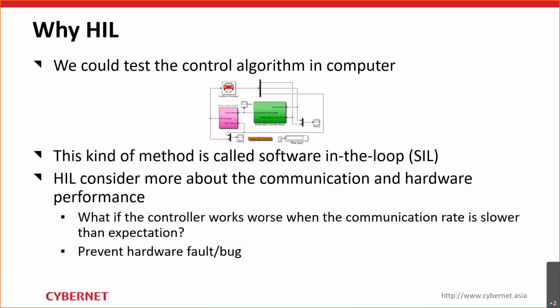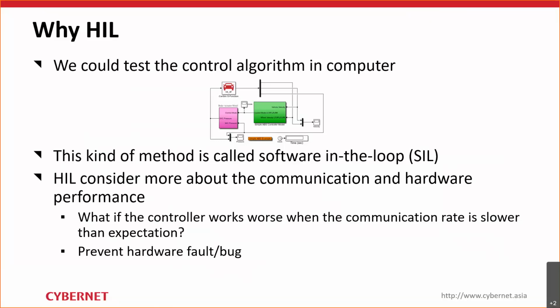Now, you might want to ask a question, why here? We could test the control algorithm in our computer. Actually, this kind of method is called software in the loop. The difference is that here we consider more about the communication and hardware performance. For example, what if the controller works worse when the communication rate is slower than expected? What if our controller hardware has some faults and bugs?